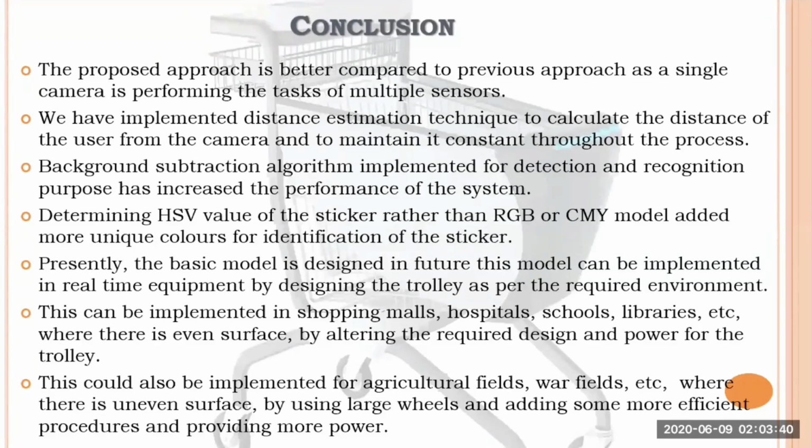The background suppression algorithm implemented for detection and recognition purposes has increased the performance of our system. We had shown and explained how background suppression works and why it has been used in our project previously. Determining the HSV value of the sticker, rather than the RGB or CMY model, increased the performance of our system. This was clearly explained previously. To conclude, HSV is better than the RGB and CMY model.